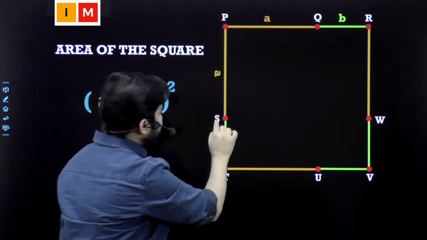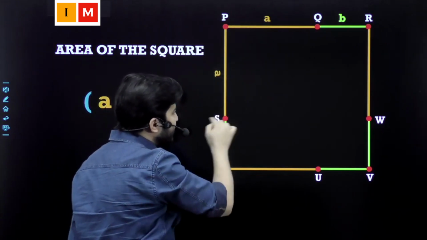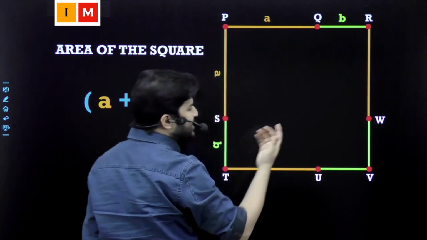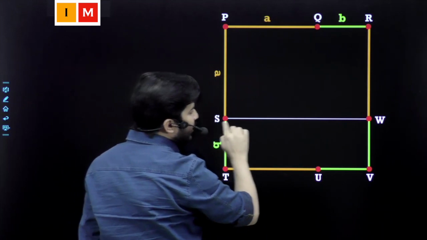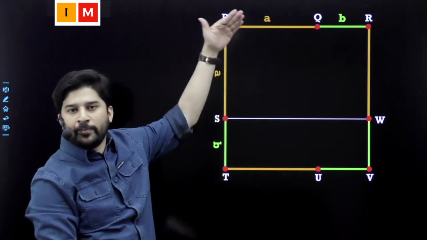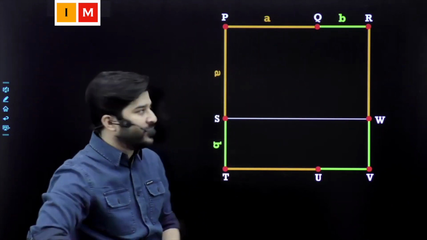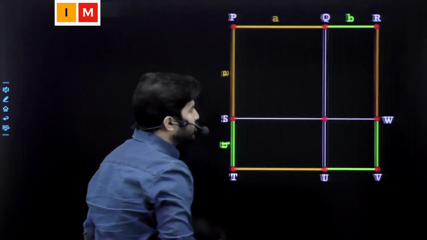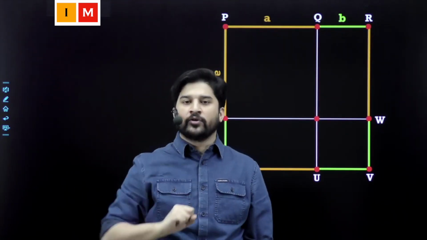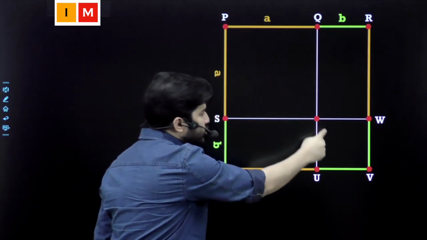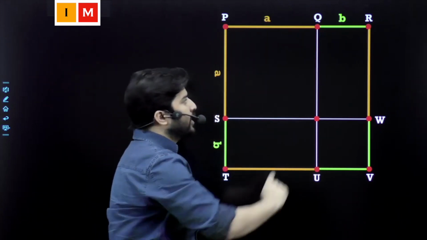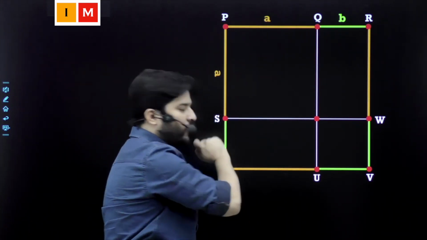Now try to see the end point of this yellow rope and the end point of this yellow rope. Try to attach them with, let's say, a white thread. So you have divided this whole big square into two rectangles. Now try to see this end and this end, and also attach these. So what you got? You have broken the whole square into four quadrilaterals. Out of four, you got two squares and two rectangles: a big square, a small square, a vertical rectangle, and a horizontal rectangle.